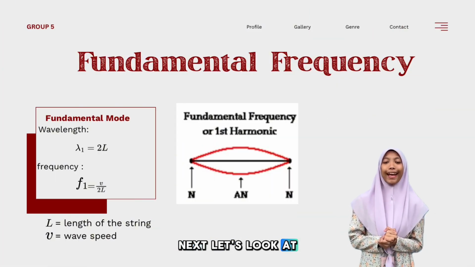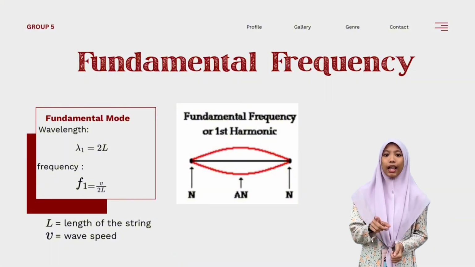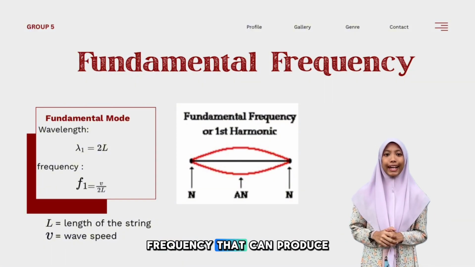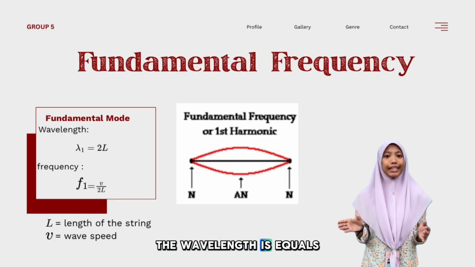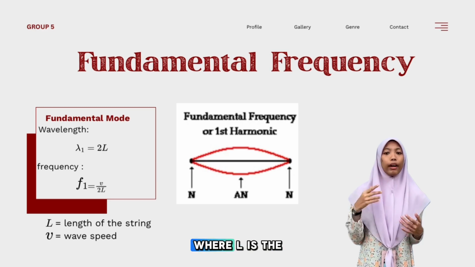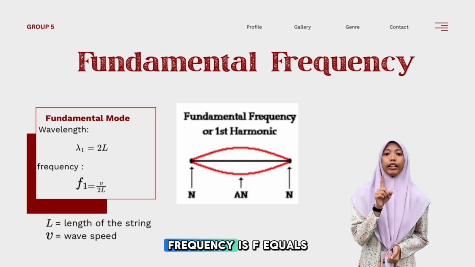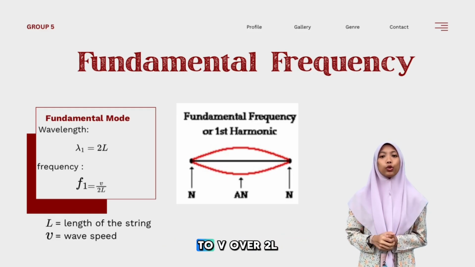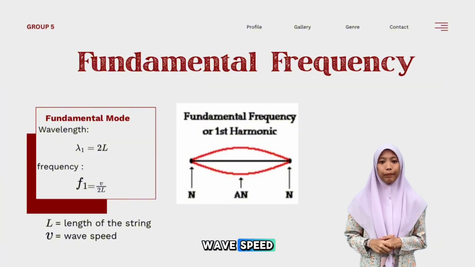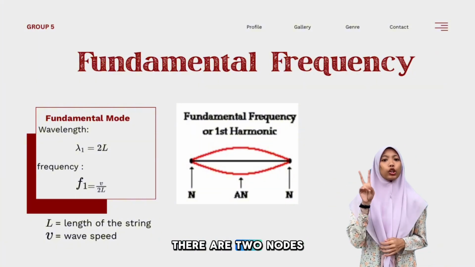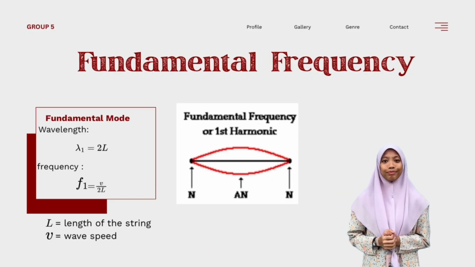Next, let's look at the fundamental frequency, also called the first harmonic. This is the lowest frequency that can produce a standing wave. For the fundamental mode, the wavelength is equal to 2L, where L is the length of the string or tube. The formula for the frequency is f equals v over 2L, where v is the wave speed. The diagram shows that there are two nodes at the ends and one antinode in the middle.